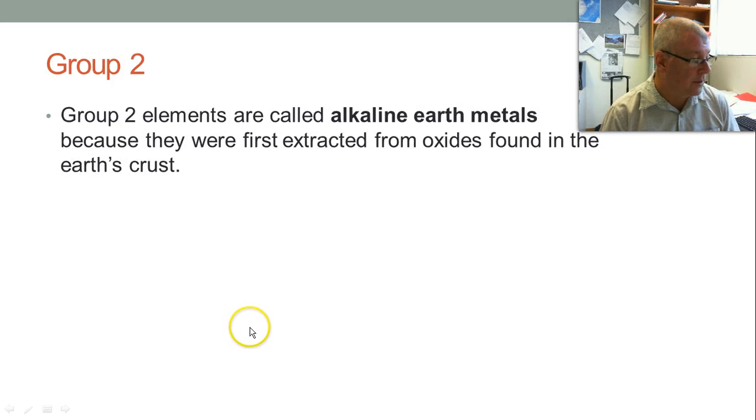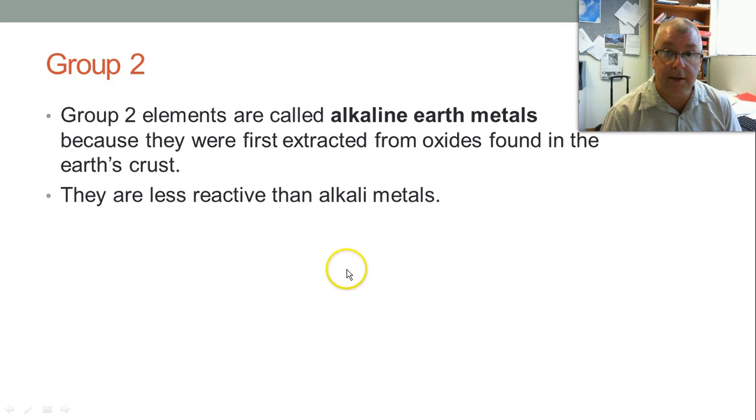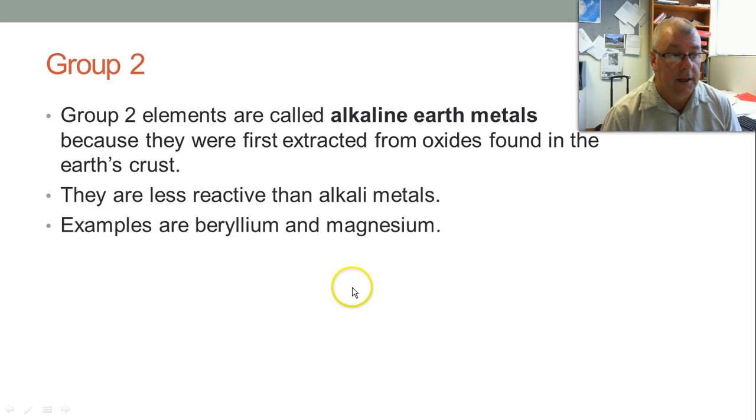The group 2 elements, the next one along, starting with beryllium on the top, are called the alkali earth metals because they were first extracted from oxides within rocks. Many years ago, when people were looking at this stuff, they were all extracted from things you could get out of rocks basically. They are less reactive, so less explosive. Examples are beryllium and magnesium.